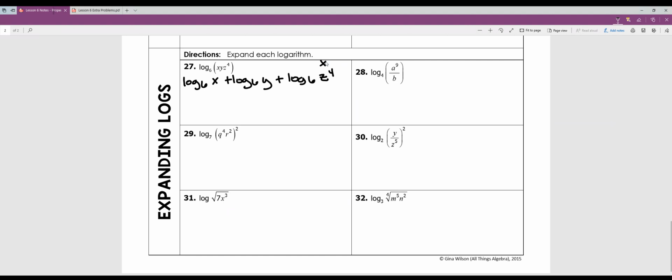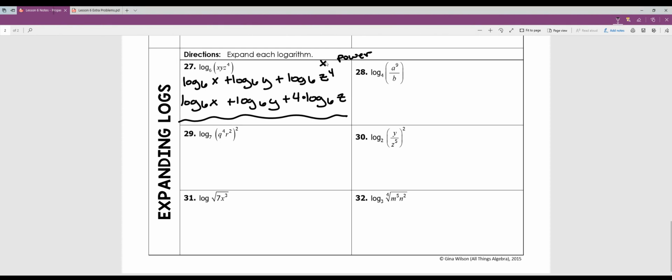But I have z to the fourth power here, so I can also use my power rule to expand it out further. And remember, your number that's in your exponent, your power, just goes to the outside of that log. So I'm going to have log base 6 of x plus log base 6 of y plus 4 times log base 6 of z. And that is my expanded log for number 27.